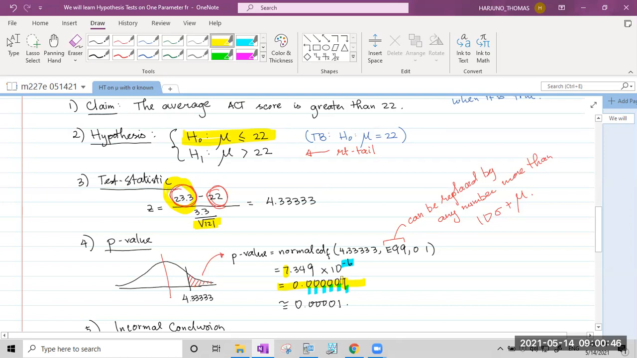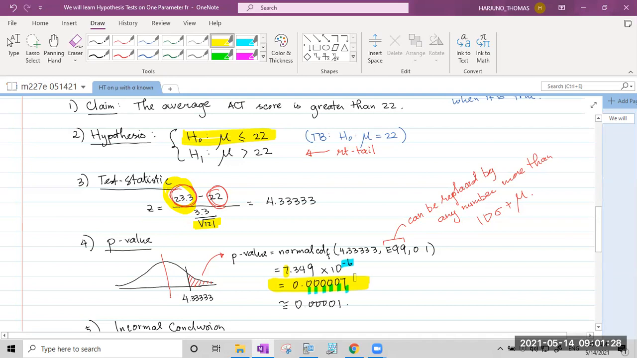So is it possible, Thomas? Don't you think it's still possible that the actual mean of SAT score is only 22 and all of a sudden we come up with a sample mean of 23.3? Is it possible? Yes, it is possible. But the probability is so small such that we will not bet on it. It's smaller than the risk that you are willing to take. Right? 5%. This is much less than 5%.